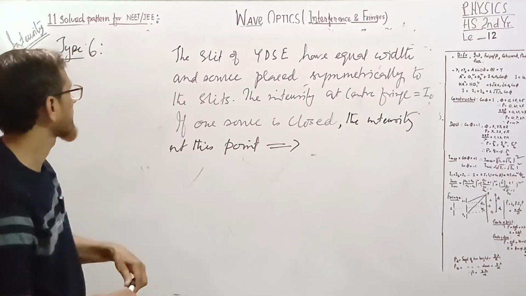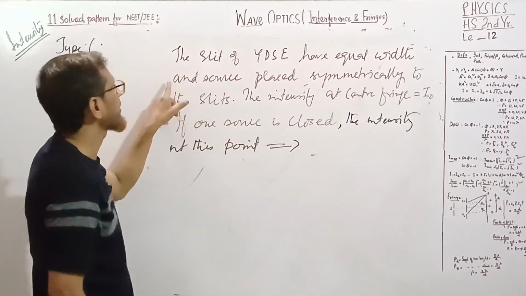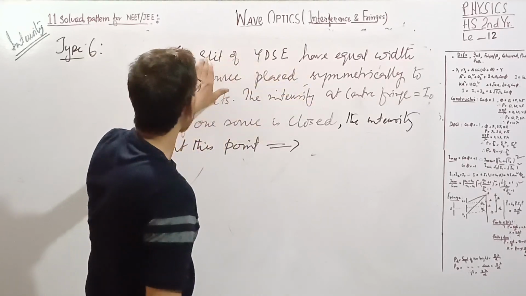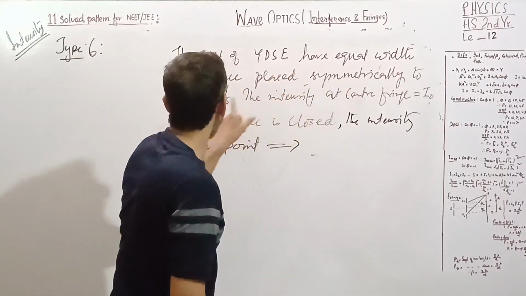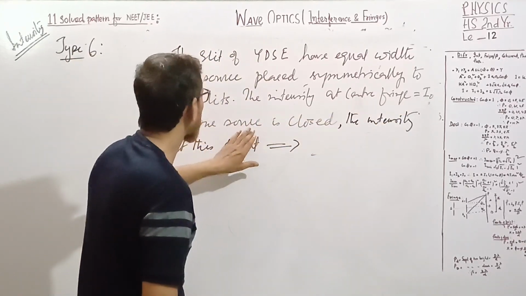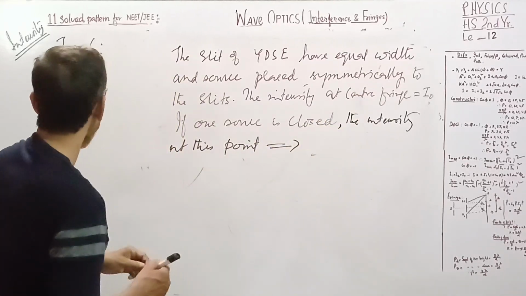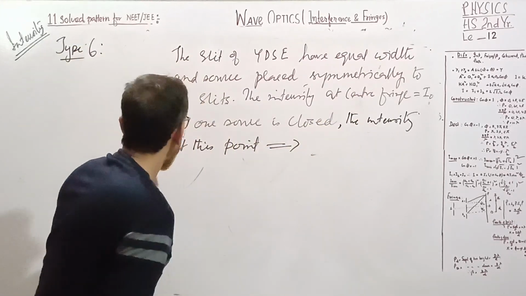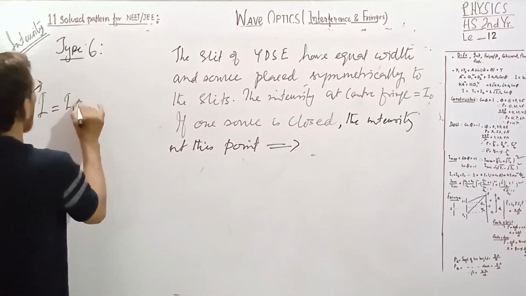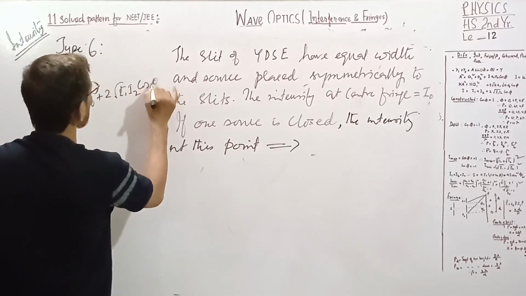Just write here, please go through the question. The slits of the Young's double slit experiment have equal widths and equal sources, placed symmetrically to the slits. The intensity at the center fringe is equal to I naught, and if one of the sources is closed, what will be the intensity at this point? So actually it is two identical sources. We know I is equal to I1 plus I2 plus 2 root over I1 I2 cos of phi.